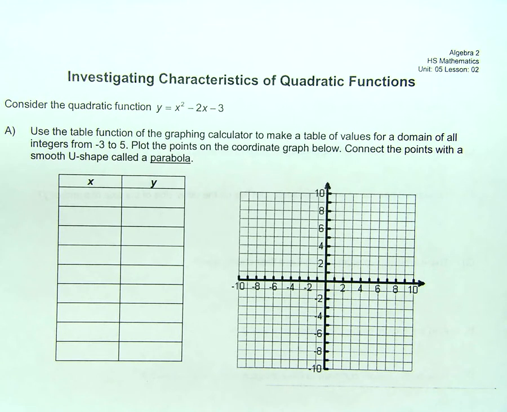Consider the quadratic function y equals x squared minus 2x minus 3. Use the table function of the graphing calculator to make a table of values for the domain of all integers from -3 to 5. Put the points on the coordinate graph below. Connect the points with a smooth U shape called a parabola. Okay?